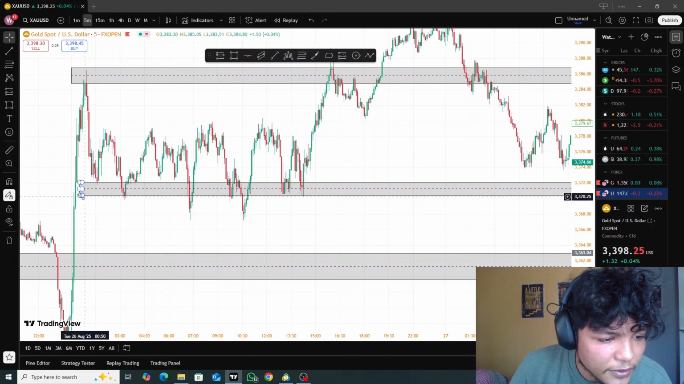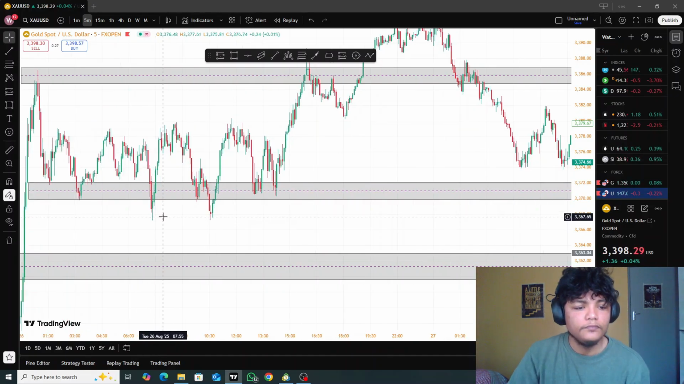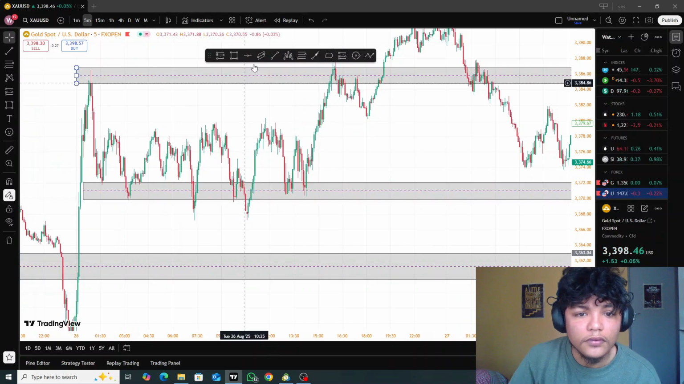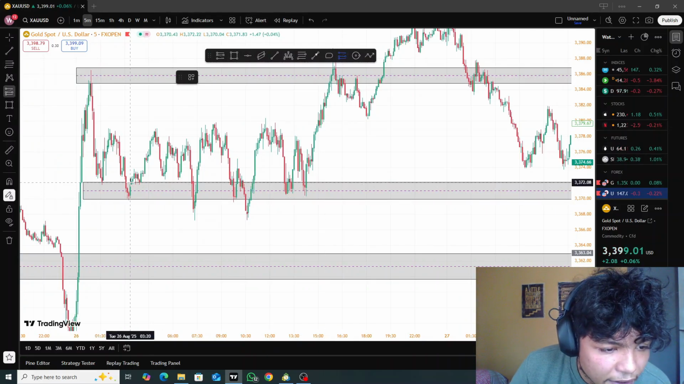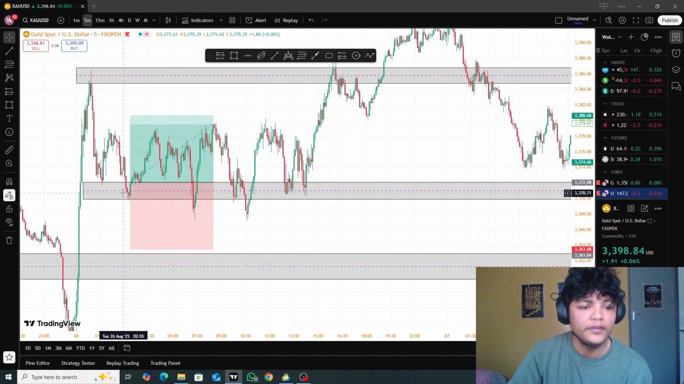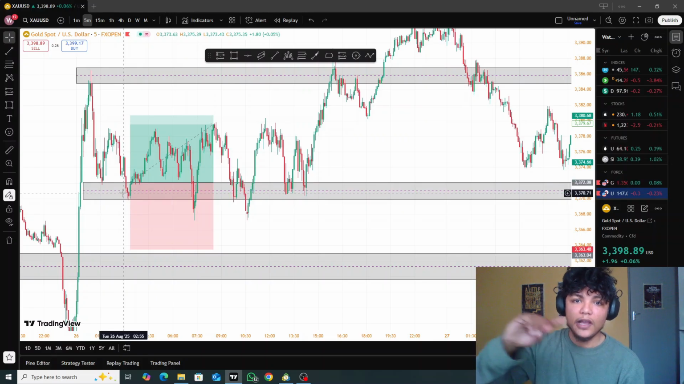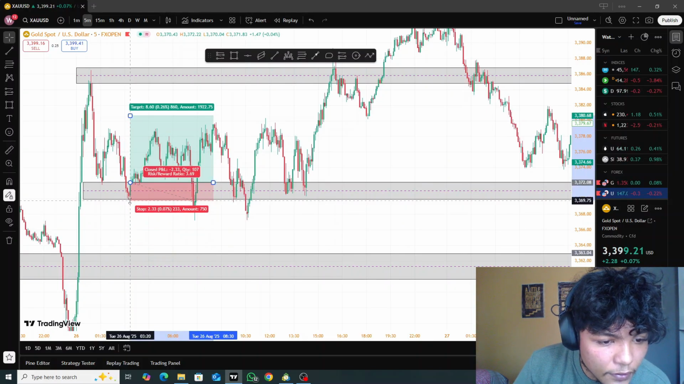Make this one a little bit bigger. Now just include the wicks as well. So now you decide, okay, you're going to buy here at this level because you want to buy at support levels. Because gold is going up, you are looking to buy at the support levels. You are targeting a 1 to 3 risk reward trade.